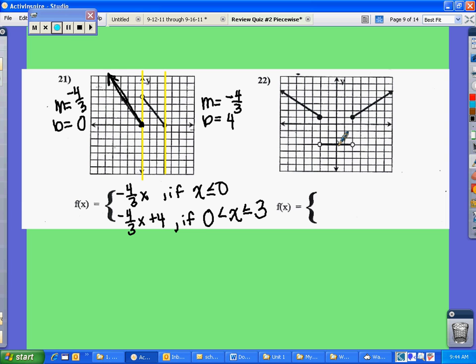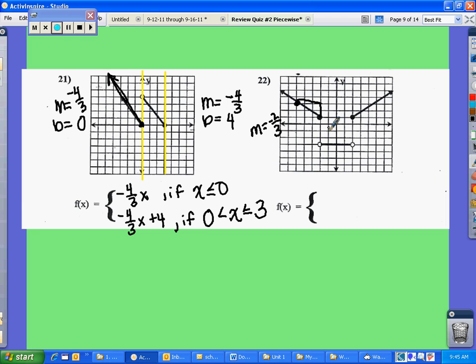Next graph, I have 3 pieces, therefore I'm going to have 3 equations. So I need to identify slope and y-intercept for each piece. So for this first one, my slope is going to be, it looks like it's up 2, or up 1 over 1. Let's see, up 2 over 1, 2, 3. Well, I guess that's a little bit more accurate. It's kind of hard the way it's drawn, but really I would say that this is up 2 to the left 3, so that's negative 2/3.